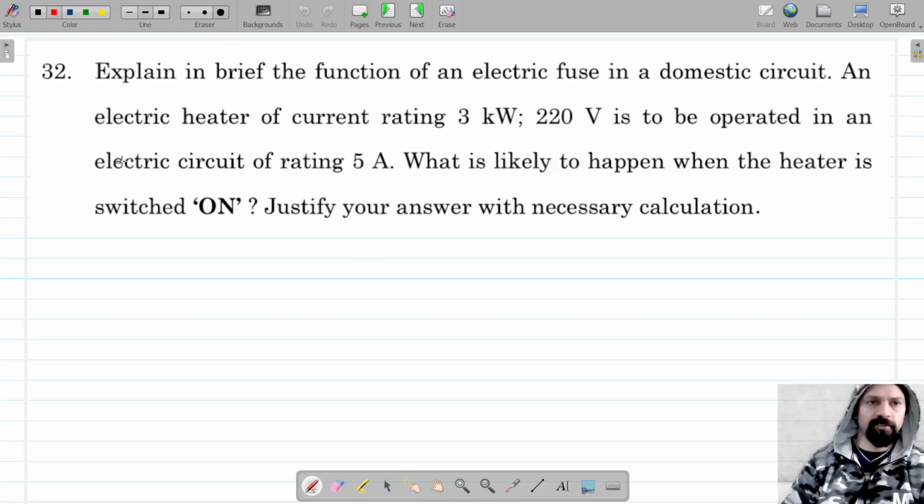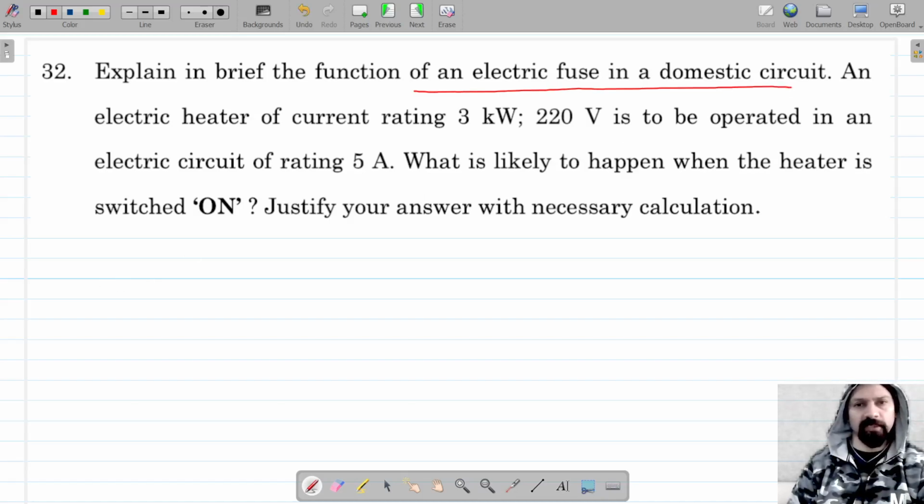Okay, for question number 32, we have to explain in brief the function of an electric fuse in a domestic circuit. So the electric fuse is a safety device used in the electric circuit, and it prevents damage to the appliances and the electric circuit from overloading and short circuiting by melting the fuse wire.